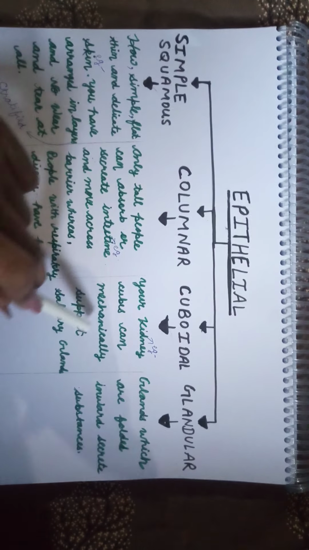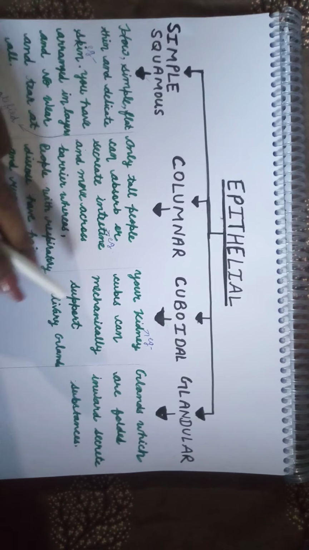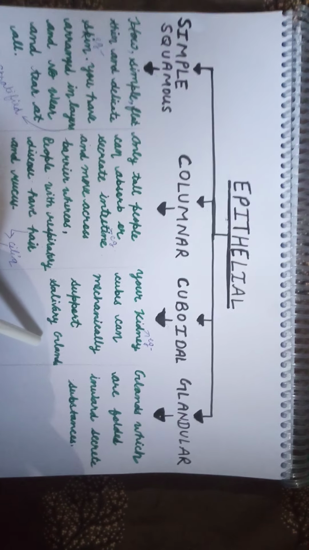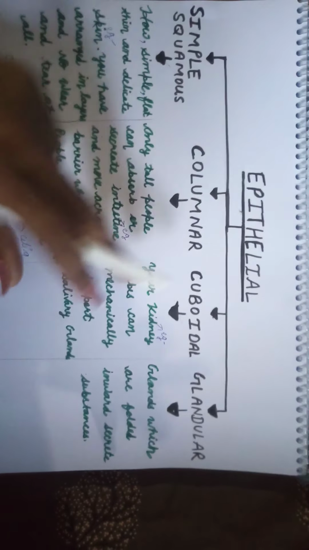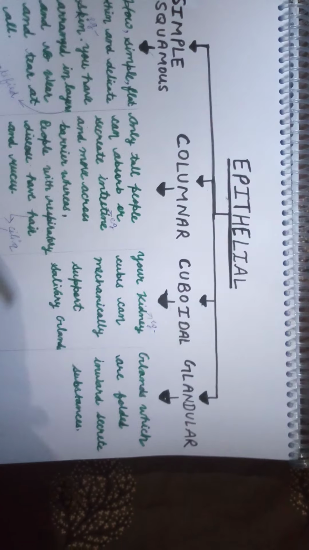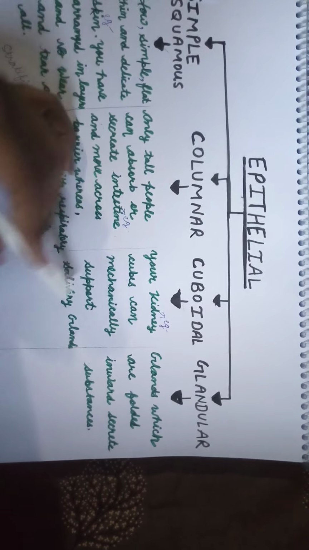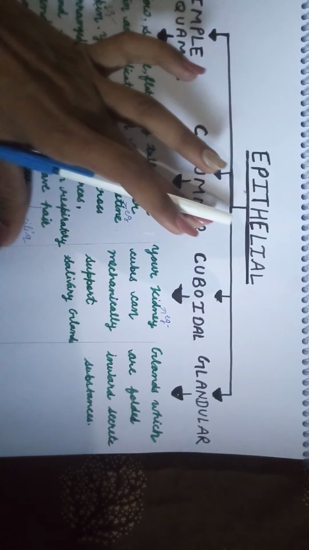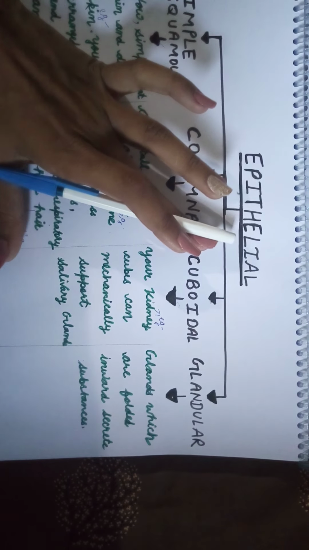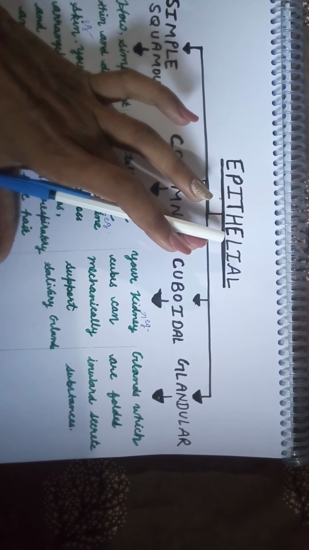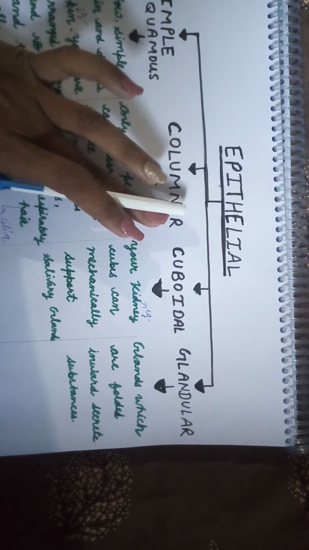The main function of cuboidal epithelium is that it provides mechanical support, and another example of cuboidal epithelium is the salivary glands. It is also present in the ducts of salivary glands. With this statement, we can remember the characteristics of cuboidal epithelial tissue. Now clear?